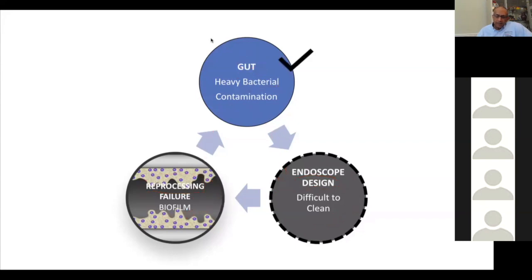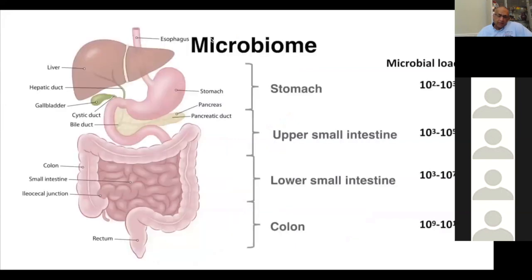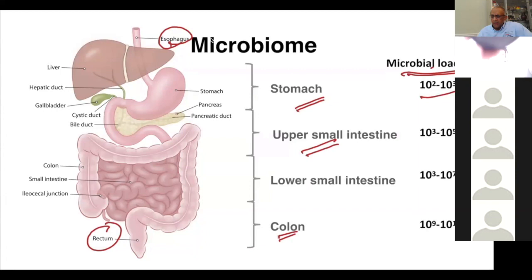So let's talk about gut bacterial contamination. As you can look at it, here is the gut, starting from esophagus to the rectum. And if you look at it, the microbiome content of stomach, small intestine, and colon. So this is the microbial load. As you can see here, as we go from stomach to the colon, it increases.